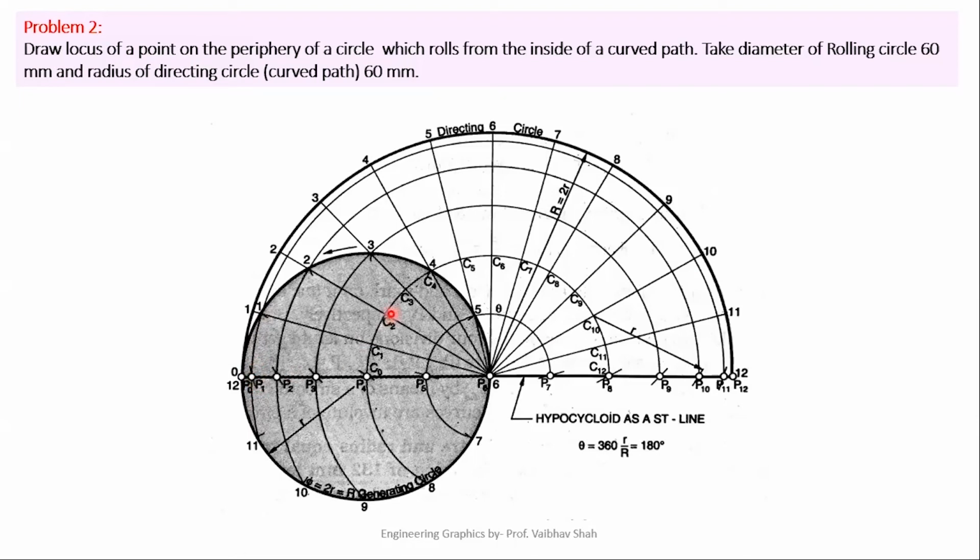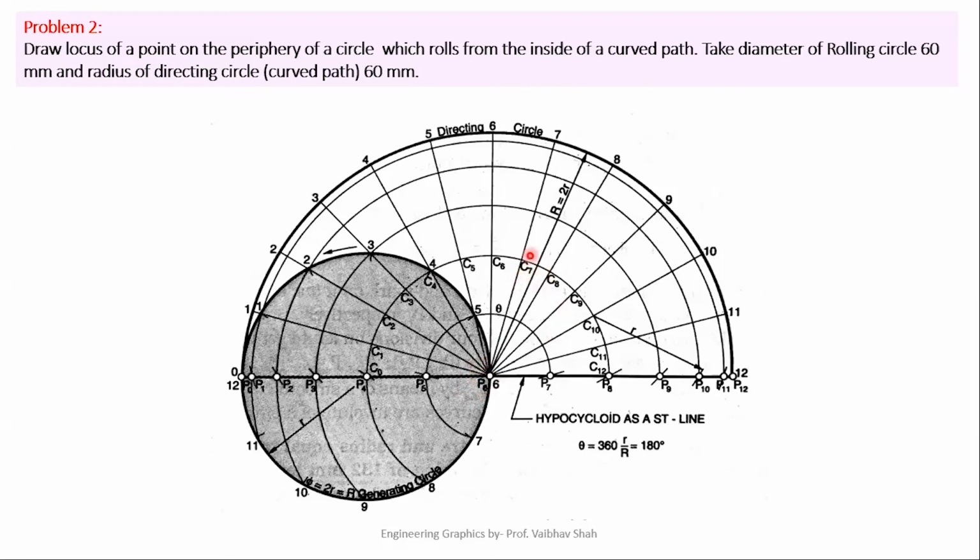Put your rounder at the C2 center, try to cut this circle of 2 somewhere here. Put your rounder at the C3 point, try to cut this circle of 3 somewhere here to get this P3 point. Similarly, put your rounder at the C4 point, try to cut the circle of 4 here to get this P4 point. Put your rounder at the C5 center and try to cut this circle of 5 somewhere here to get the P5 point. Put your rounder at the C6 center and try to cut the circle of 6 somewhere here. We will be having this point as P6.